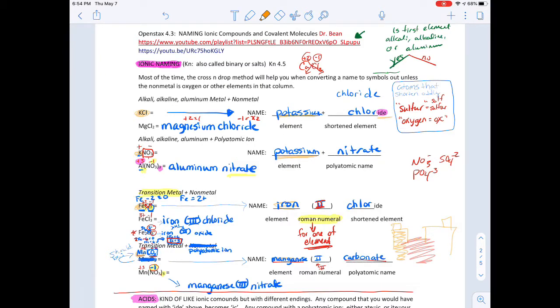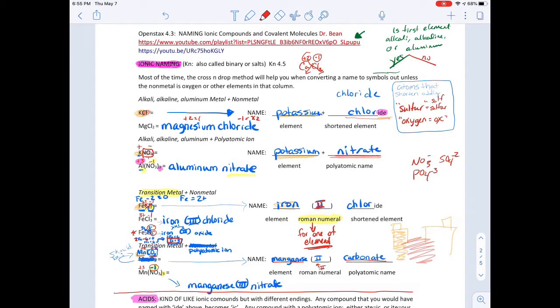So notice we have a Cl. So here's our Cl, and so that gives us chloride. And then we have an NO3, which gives us nitrate. Now, the reason that this is named differently is because that's a polyatomic ion. So polyatomic ions just get their name. You don't give them an ending. You don't change it up. You just look it up on your chart, and you just give them their name.